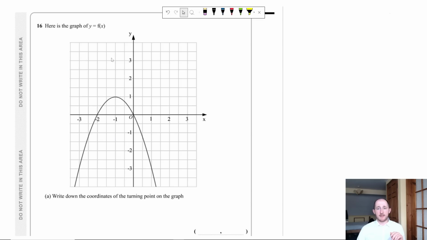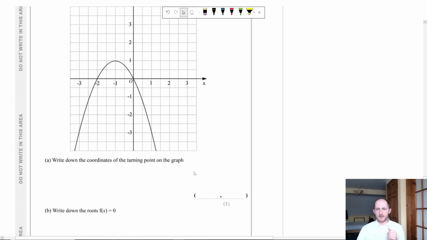Here's a graph of y equals f of x. So it's an upside down sad face, so it's a quadratic. Write down the coordinates of the turning point. The turning point is the point where it turns. I know, shocking, right? So in this case, it's this kind of peak that we have. If it's a happy face, it's the trough, right? The lowest point that it ever gets to. And this is the highest point it ever gets to. And the coordinates there are just -1 and 1. Nice and easy, not too bad.